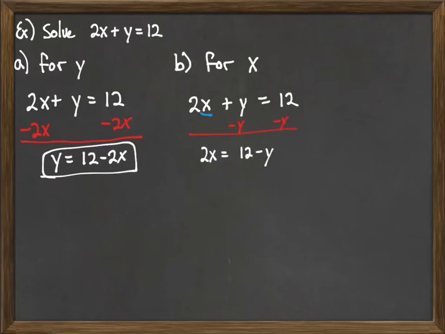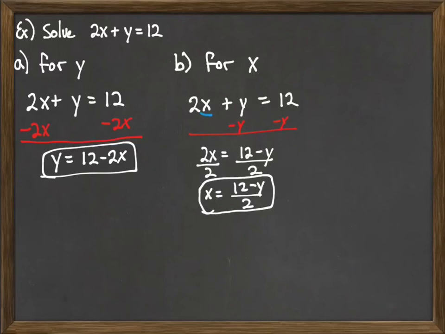The big difference is 12 minus y won't simplify. It just stays as 12 minus y. And now we're down to 2x equals something. So again, to get x by itself, we divide by 2. At this point, we get the answer x equals 12 minus y over 2. And that answer is perfectly fine.